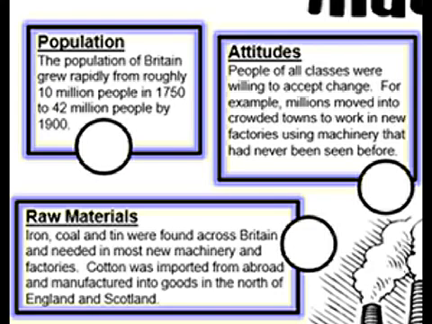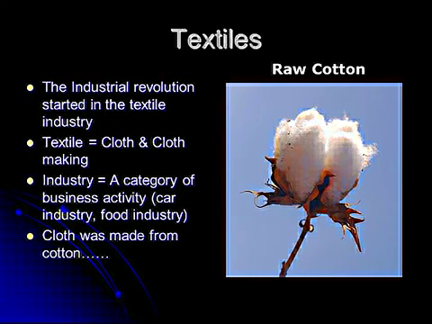What kind of materials were used in these new factories? The so-called raw materials, especially iron, coal and tin were used across Britain in the new factories. And the new machinery and factories needed a lot of these raw materials. Even cotton became important because the first factories were generally textile factories which needed a lot of cotton.